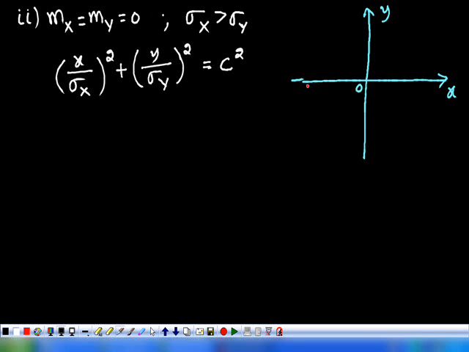So again it is centered at 0. Why? Because we are letting mx, my equivalent to 0. See, if mx, my not equivalent to 0, then it will be centered at mx, my. See, here when y equivalent to 0, what is x? X equivalent to c sigma x. Is it? This is c sigma x. When x equivalent to 0, y is c sigma y.